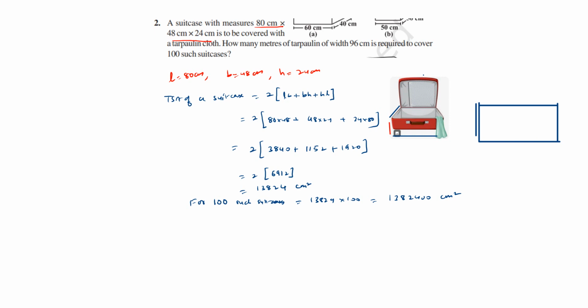If you go to the market, you will get tarpaulin cloth in a roll. When you open that roll, it will be a length like this. The width of this is 96 centimeters. And he is asking what should be the length. So I wanted to know how much area I need: 1382400 centimeters square should be the area of the tarpaulin cloth. He gave me the breadth, and I had to find the value of L.